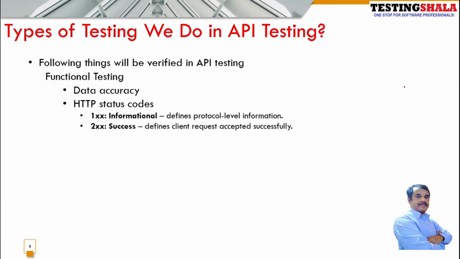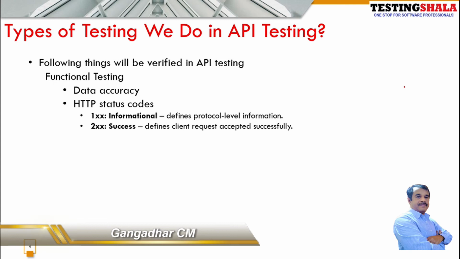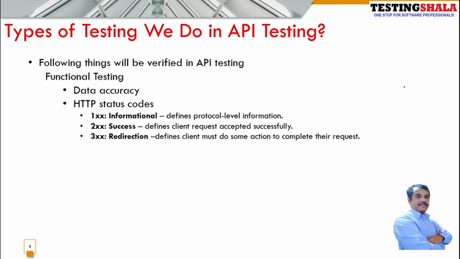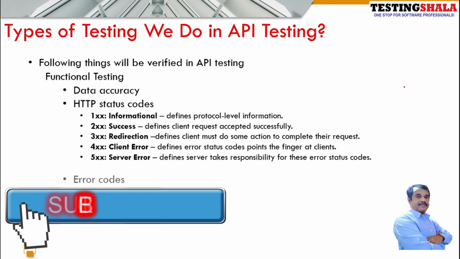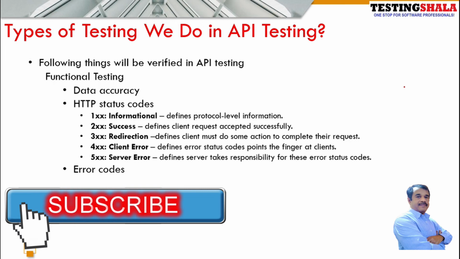The 1xx series is informational codes, which define protocol level information. The 2xx series gives a success, which defines that the client request was accepted successfully. The 3xx series is redirection, which defines that some action must be done to complete the request. The 4xx series is client error, which points the finger at clients. The 5xx errors are server errors, which define that the server takes certain responsibility for these error codes. Those things will also be tested.